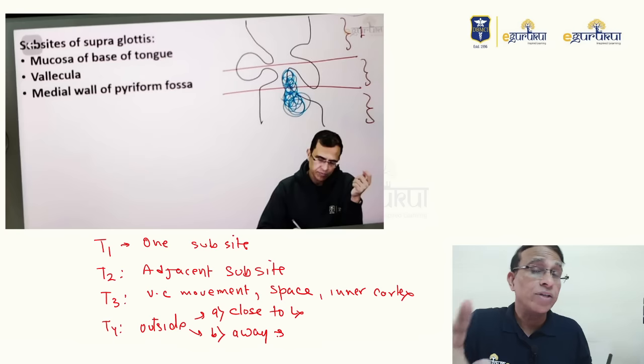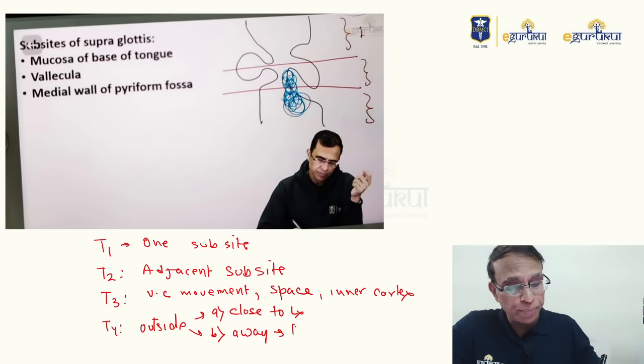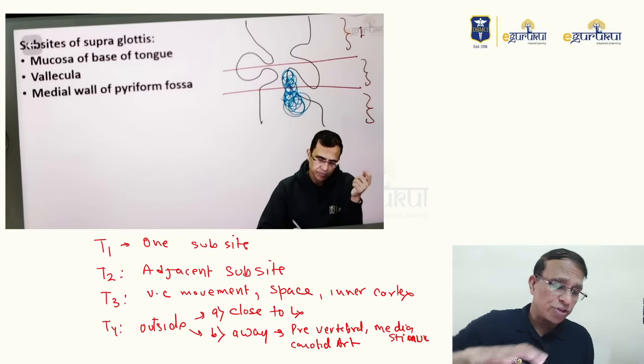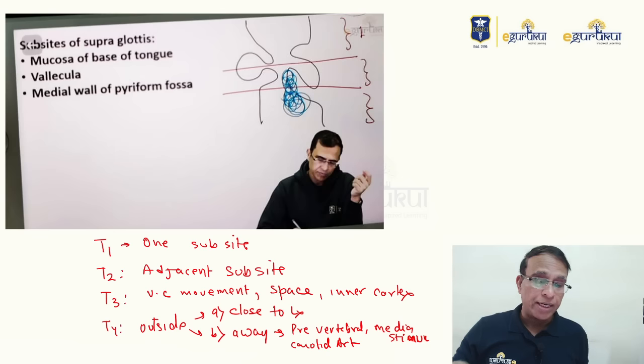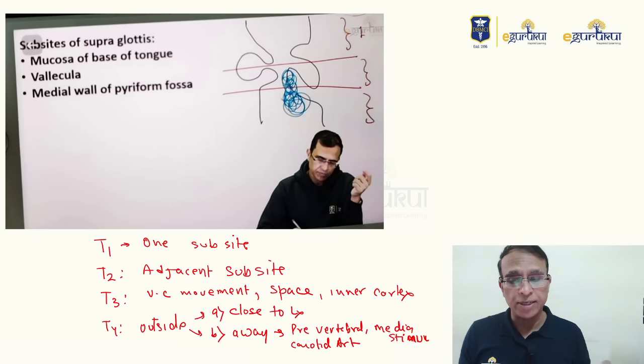In this, one of the 3 has to be involved: either prevertebral space, or mediastinum, or encasing the carotid artery, around the carotid artery. If any of the 3 is involved, it becomes 4B. If none of the 3 are involved, but it is outside the larynx, it is 4A. And this is what I tell you to remember in the app, in the classes, right?